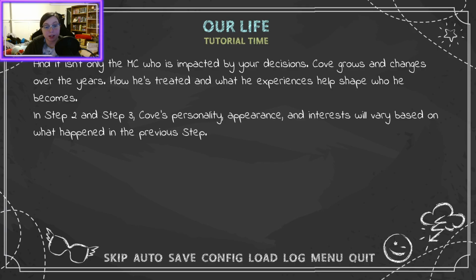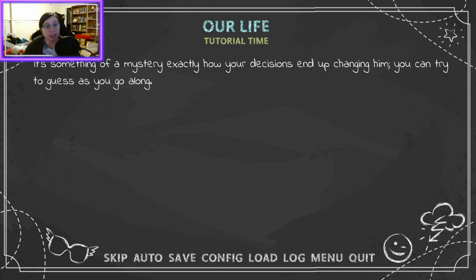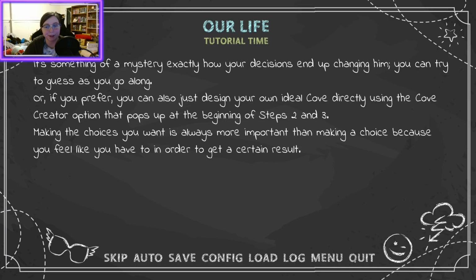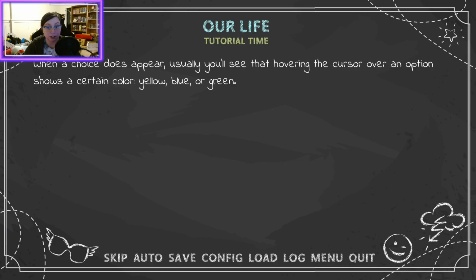In Step 2 and Step 3, Cove's personality, appearance, and interests will vary based on what happened in the previous step. It's something of a mystery exactly how your decisions end up changing him. You can try to guess as you go along. Or, if you prefer, you can also just design your own ideal Cove, directly using the Cove Creator option that pops up at the beginning of Steps 2 and 3. Making the choices you want is always more important than making a choice because you feel like you have to in order to get a certain result.